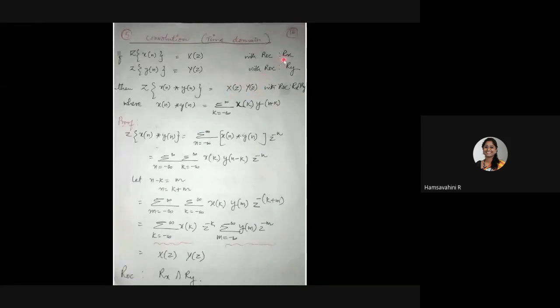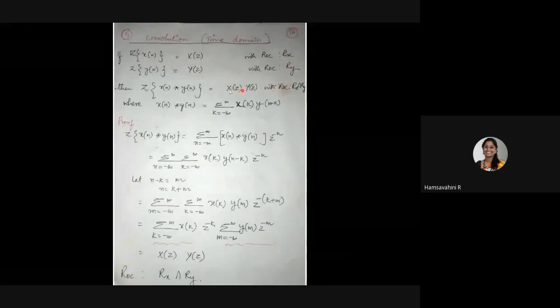In this case, the ROCs are different for these two sequences. So if you convolve, the ROC will be the intersection of Rx and Ry. So now we will prove this property.